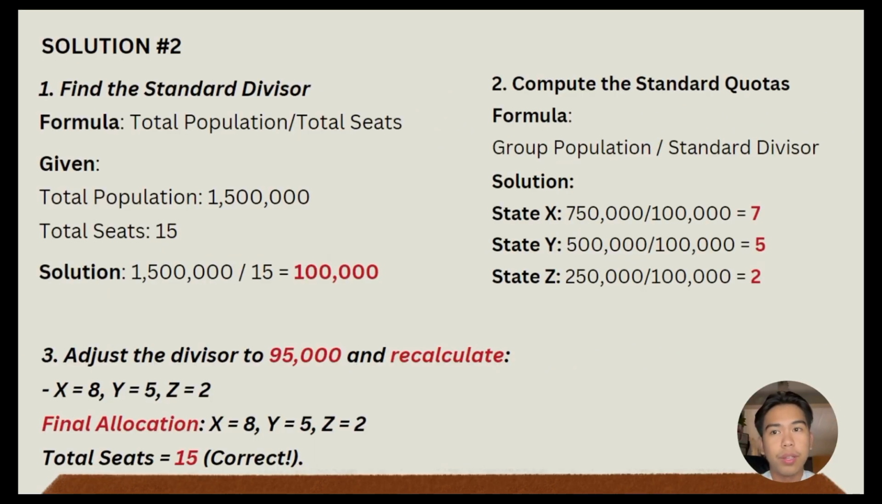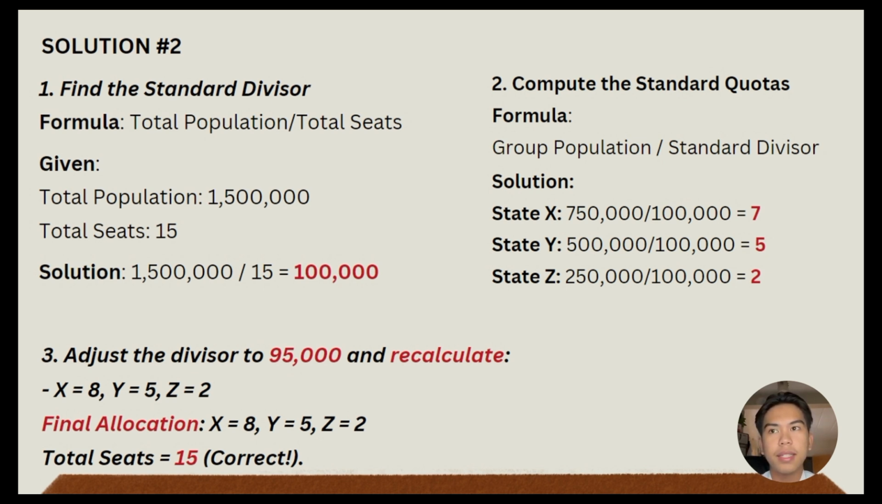Let's move on to example number 2, adjusting the divisor. This time we have 15 seats for 3 states with a total population of 1,500,000. First we calculate the divisor, which is 1,500,000 divided by 15 equals 100,000. Now we compute the quotas.